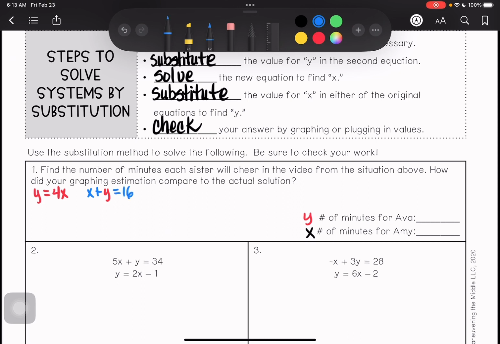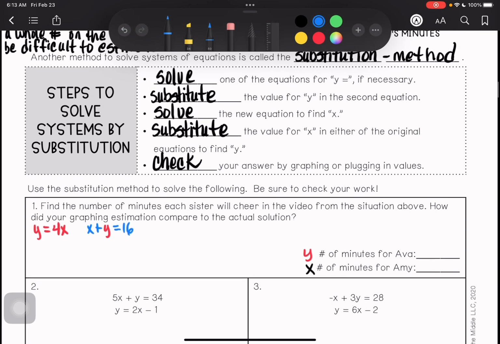So in place of y, that's why I made it red. Since y equals 4x, we're going to substitute, as step 1 says, y in the second equation. We don't have to solve for y because we already have it. The second step says substitute the value for y in the second equation. So we're going to substitute the value of y into this second equation.